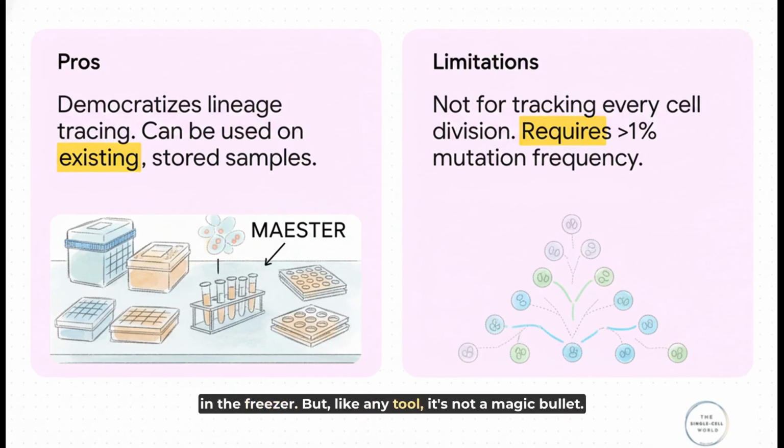But like any tool, it's not a magic bullet. It's important to know its limitations. Because it relies on those naturally occurring mutations, it's not going to track every single cell division. It's really best for finding those bigger family relationships between cell populations that have had some time to diverge.